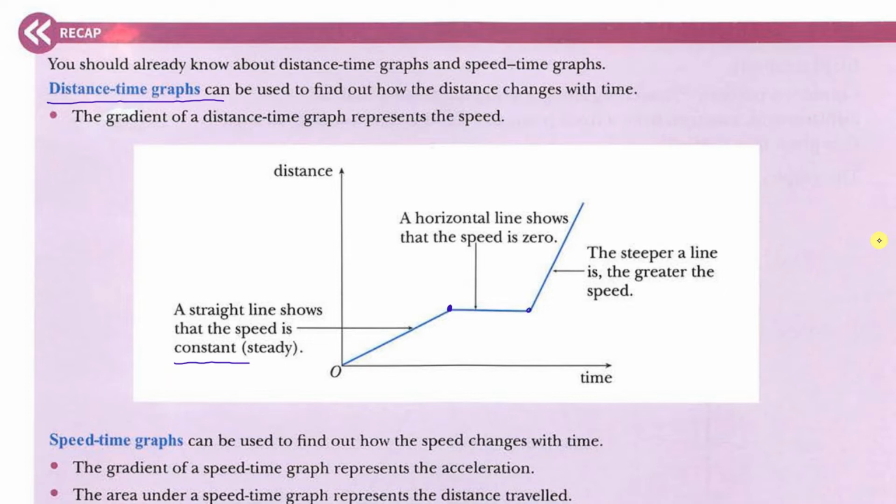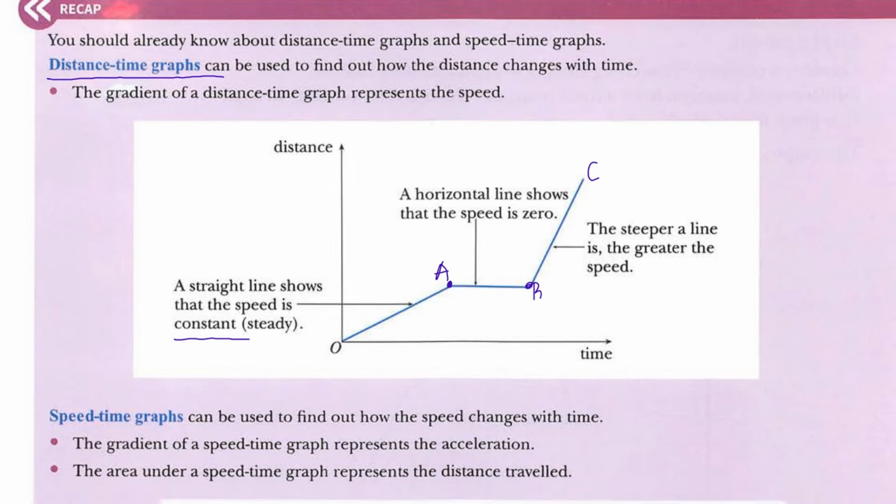And if we mark the points, this is point A, this is point B, and the last point is C. The horizontal line BC shows that the speed is zero. Speed is not increasing, so speed is zero. There is no distance traveled by this particle in this time. And the steeper part of the line has the greater speed, greater than the flatter part. It is mentioned here.